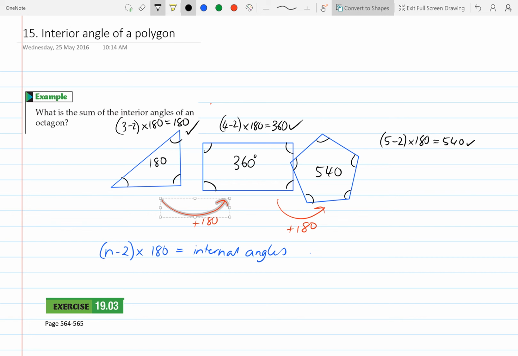So that formula, you can use that for any sided polygon. And if it's a regular polygon, you can simply divide that number by the number of sides to get each angle. So say for this one here, we could go 540 divided by 5 to get the internal angle, and that would give us 108 degrees. So each internal angle for that pentagon will be 108.